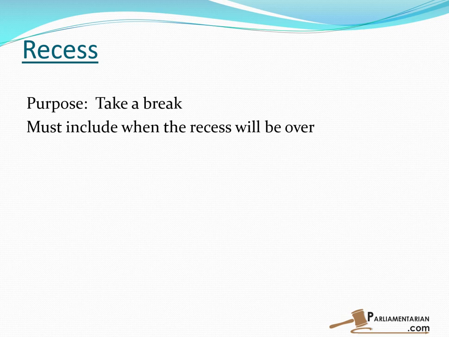The chair should make sure that the recess motion is correct. One of the jobs of the chair is to make sure that every motion being put to the body is clear and concise and in order. And it's the chair's job to rule motions out of order or to perfect the motions in a little back and forth and help the person who's trying to make the motion to make it correctly. That's the job of the chair, to be a servant leader.